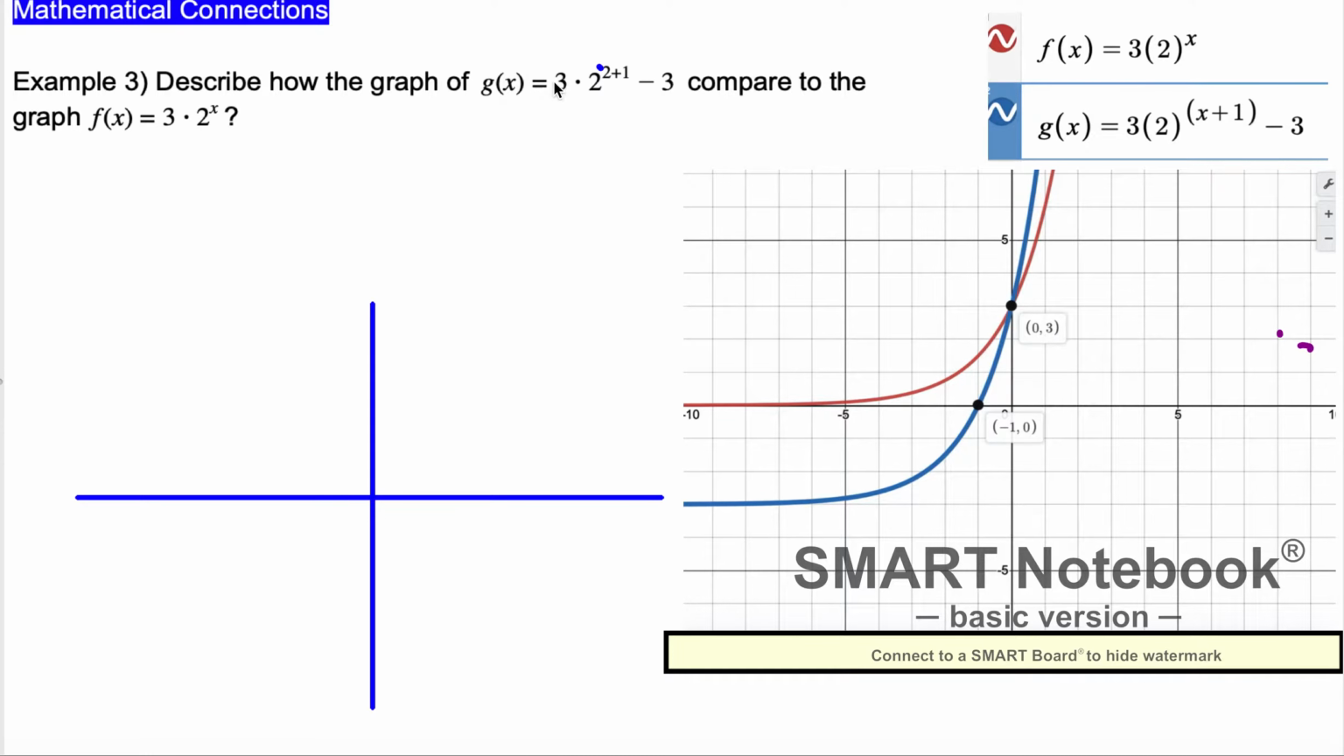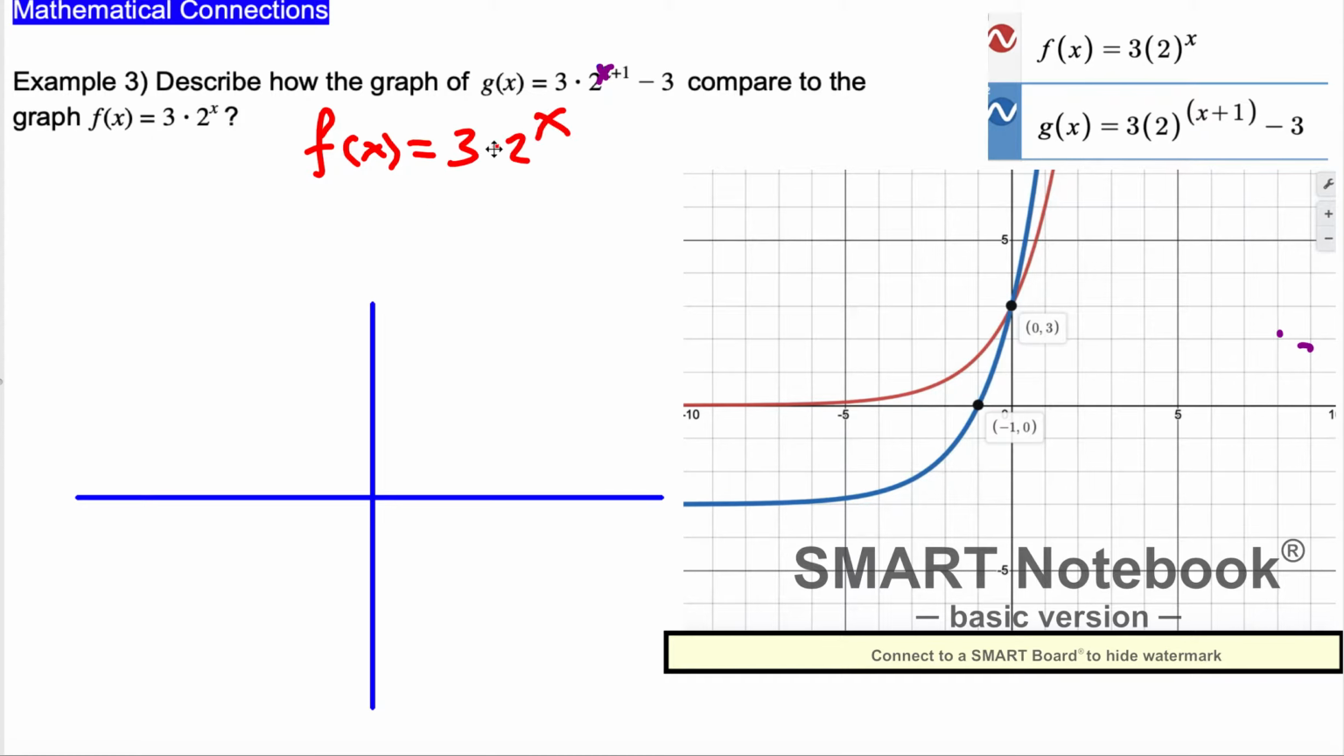Graph of the function 3 times 2 to the exponent x plus 1 minus 3, compared to the graph of the function f of x equals 3 times 2 to the exponent x. Okay, so let's make this axis here. So we are making a small comparison between these two functions.